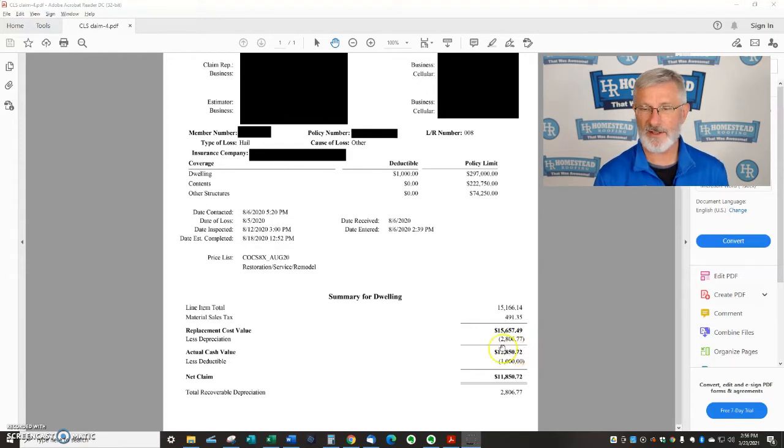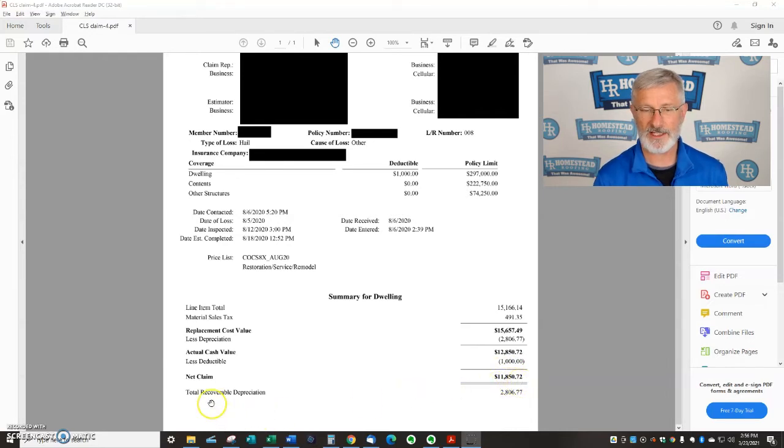Then this next amount here, the actual cash value, is this amount minus this amount. So the actual cash value, the ACV amount, is this. Then there's the deductible, and then the net claim. So this person got a check for this amount.